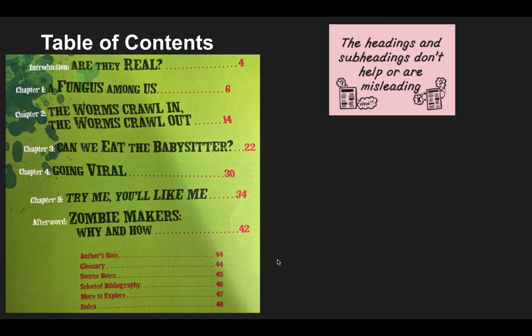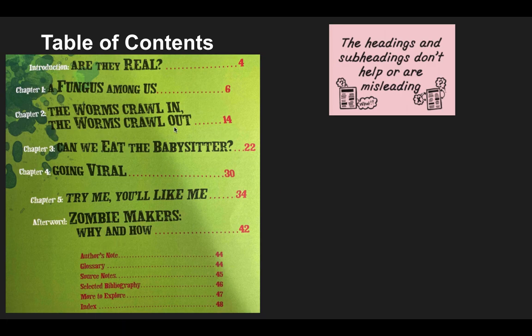All right, let's look at the table of contents. Introduction, Are They Real? Chapter 1 of Fungus Among Us. Chapter 2, The Worms Crawl In, The Worms Crawl Out. Chapter 3, Can We Eat the Babysitter? Chapter 4, Going Viral. Chapter 5, Try Me, You'll Like Me. And then an afterword, Zombie Makers, Why and How. And of course, there is some information also included afterwards.